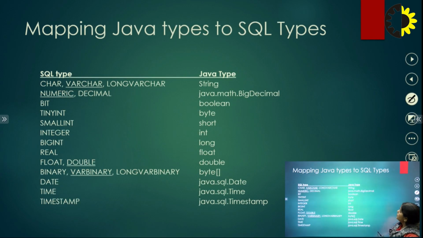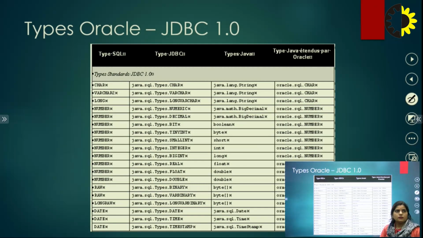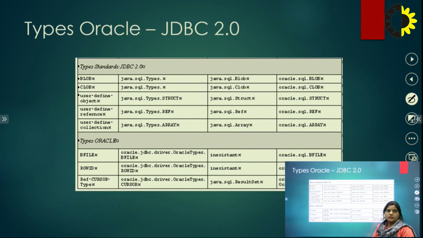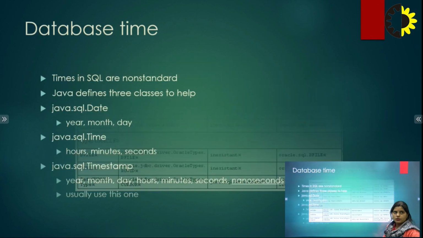These are the mapping of Java types to SQL types, the different SQL types and their Java types. This is a simple mapping table from Java types to SQL types. These are the Oracle JDBC standard types, the Oracle JDBC 2.0 types.